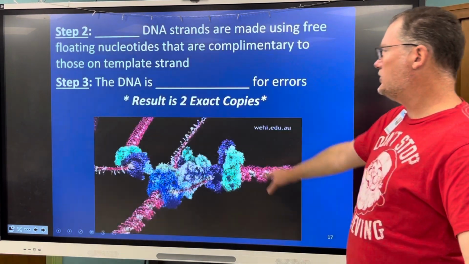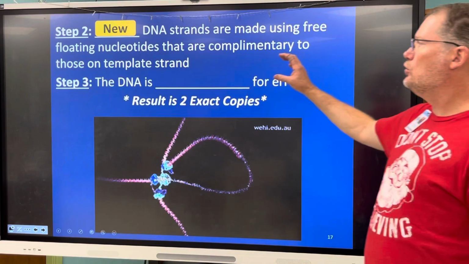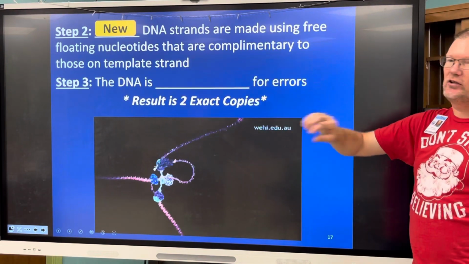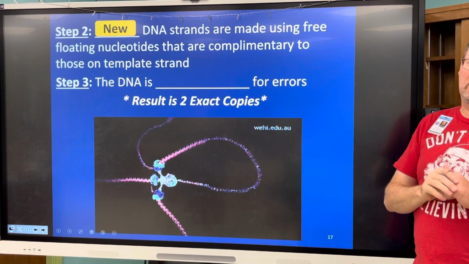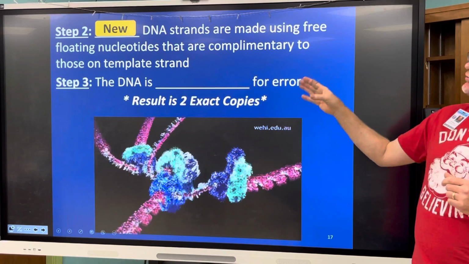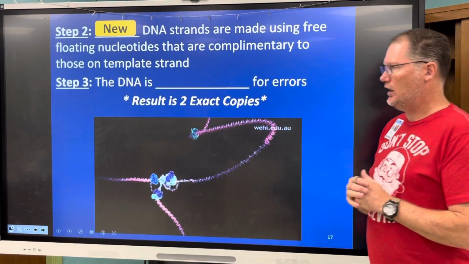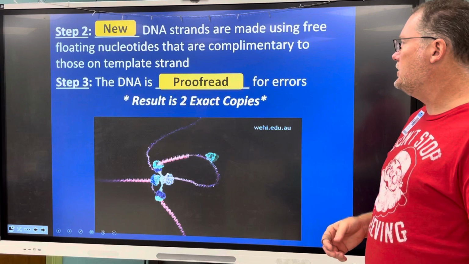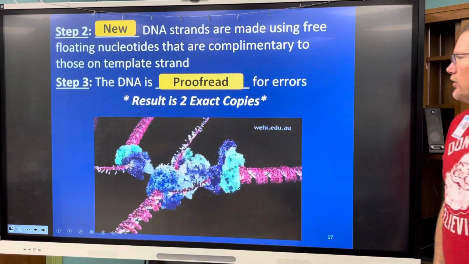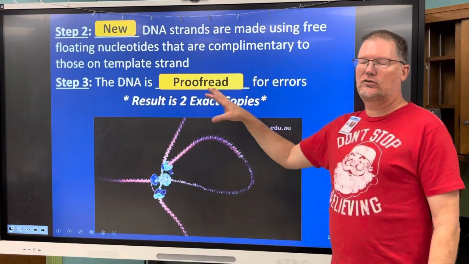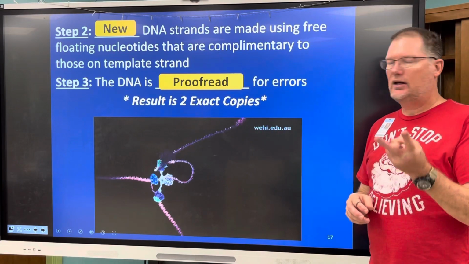And it serves as the template. Step 2, new DNA strands are made by using free-floating nucleotides that are complementary to those on the template strand. And then finally, the DNA is proofread for errors. So there are 2 exact copies at the end.